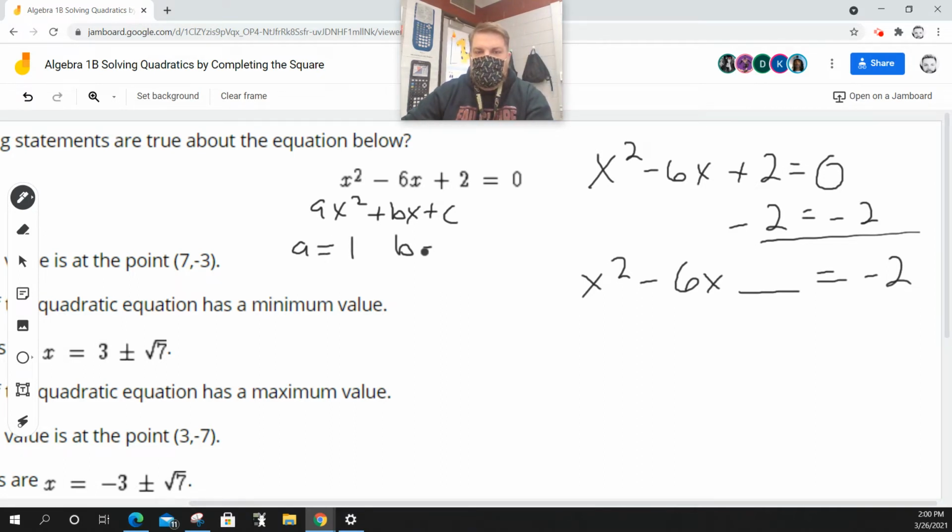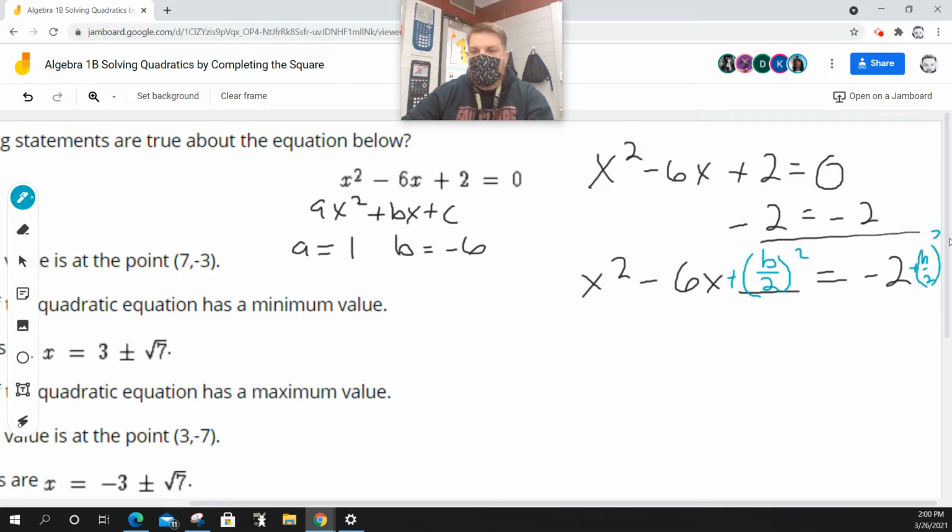B equals negative 6, and it doesn't matter what C is. B is what we're really interested in, because what I want to do is I want to take B and divide it by 2 and square it, and I want to add that to this. Now, whatever I do on one side of the equation, what do I got to do to the other? Same thing. So I'm going to say B over 2 squared.